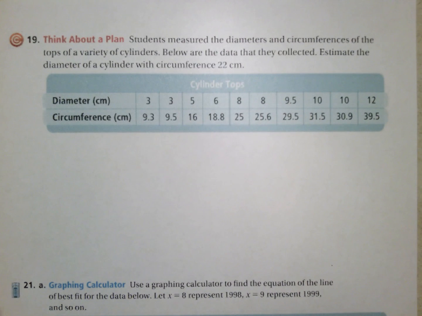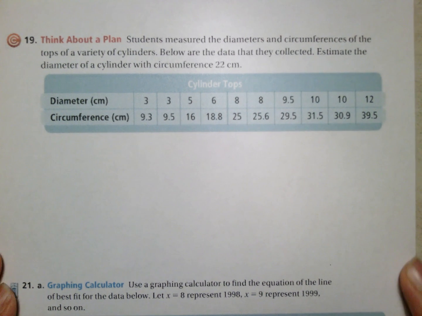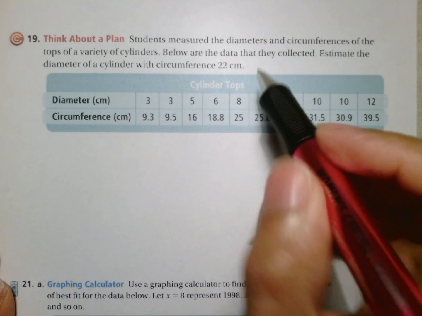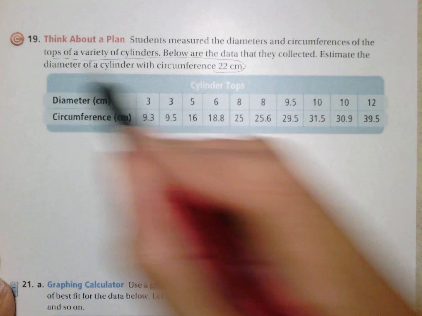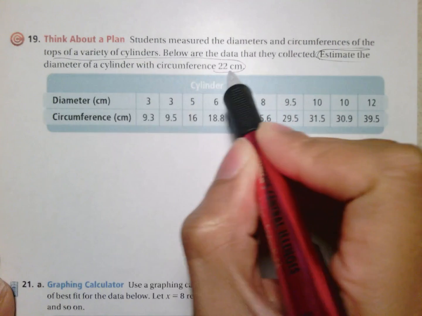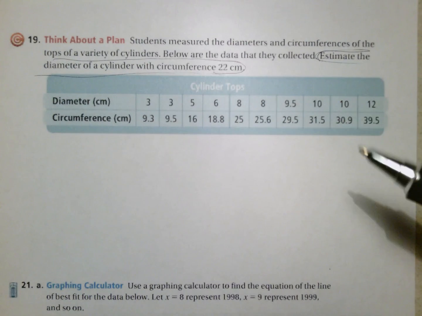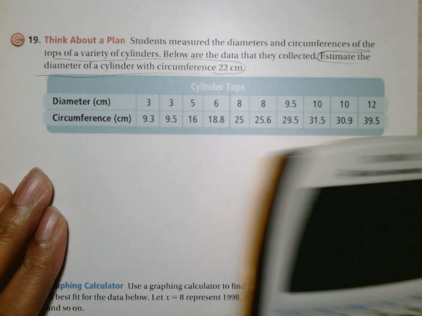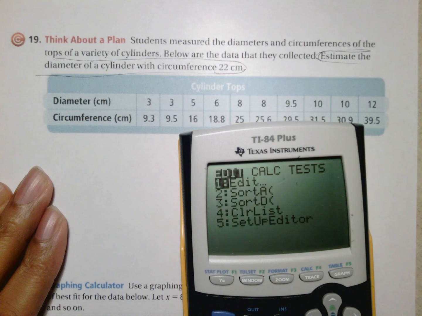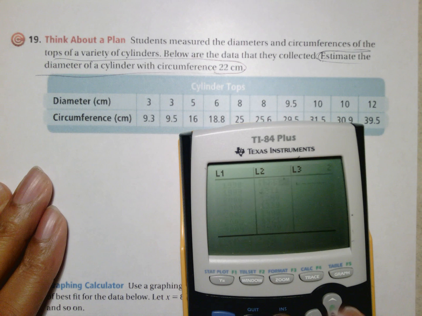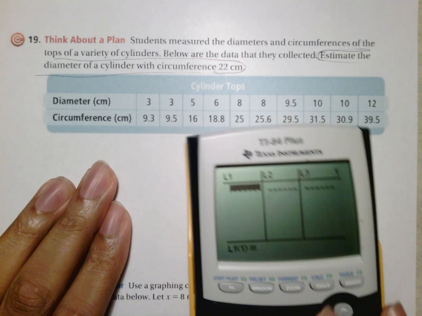It says students measured the diameters and circumferences of a variety of cylinders, and below is the data they collected. Estimate the diameter of a cylinder with a circumference of 22. The only way we can estimate the diameter is if we know what the trend line is. And so in order to get the trend line, we have to put this information into the calculator. So we have to clean out these lists. The way you clean out the list, remember, is you just hit delete at the top row, and I'm pretty sure there's a faster way, but I have not researched nor found it just yet. So this is the fastest way, is just to delete those out.